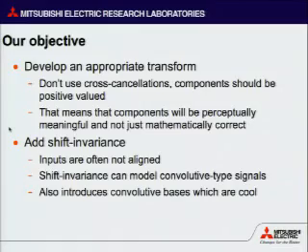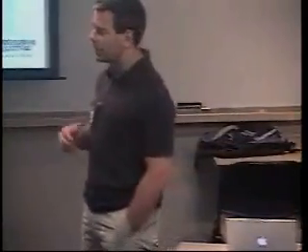So our objective is first to develop a nice transform where we don't use cross cancellations to superimpose a bunch of bases and get something. We want to end up with components that are actually meaningful to us. And the second thing is we want to have shift invariance. When things move around, we want to automatically deal with that. We don't want to have to align everything by hand.